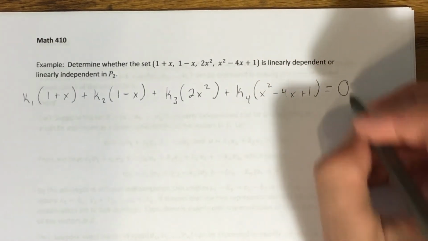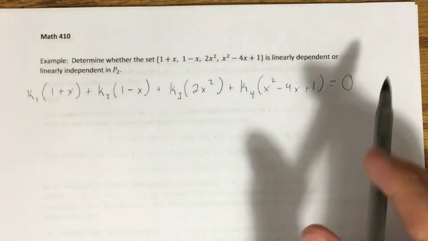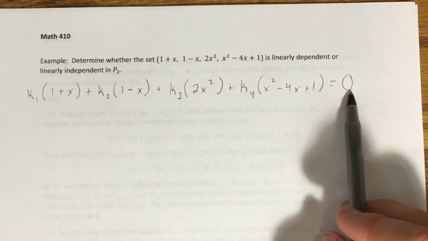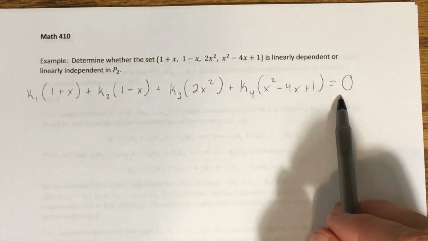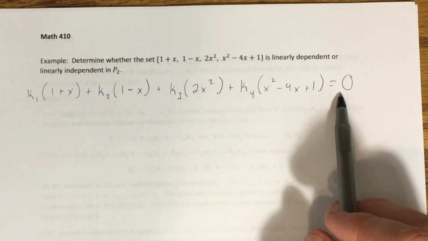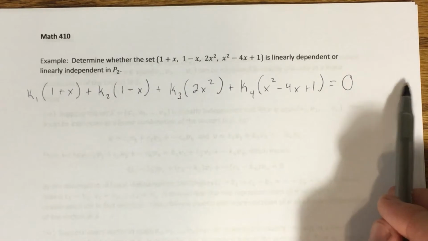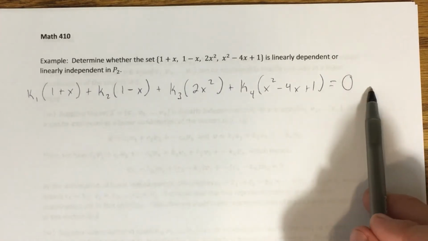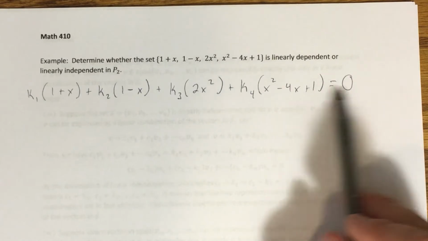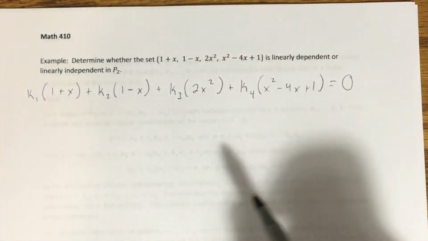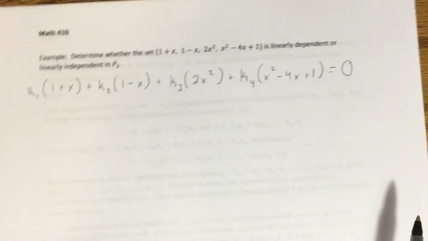now remember the 0 vector in P2, or Pn for any n, is the constant function 0. But what that means is if I were to write this in the form of a polynomial in P2, it would look like 0x squared plus 0x plus 0. So my constant, my linear term, and my quadratic term all have coefficients of 0. That's important because that's how I'm going to come up with a system of equations to work with.